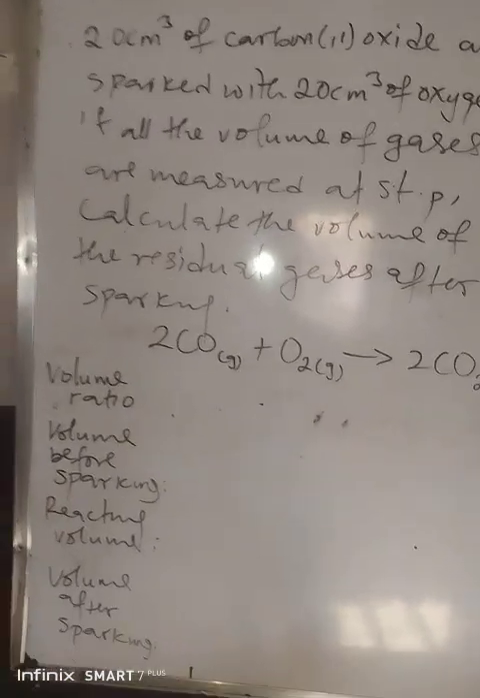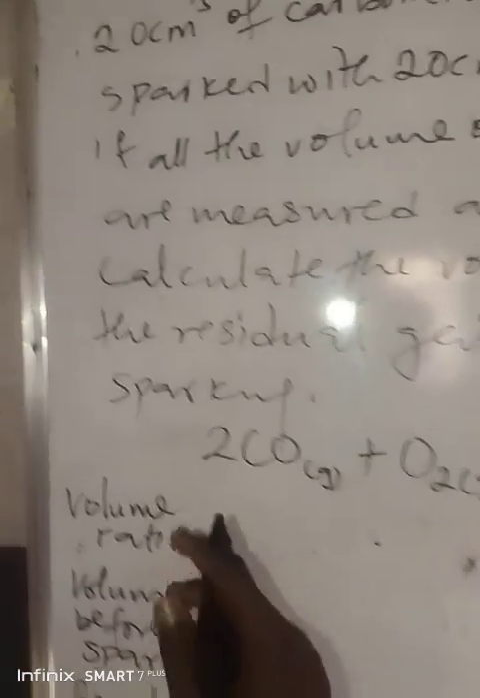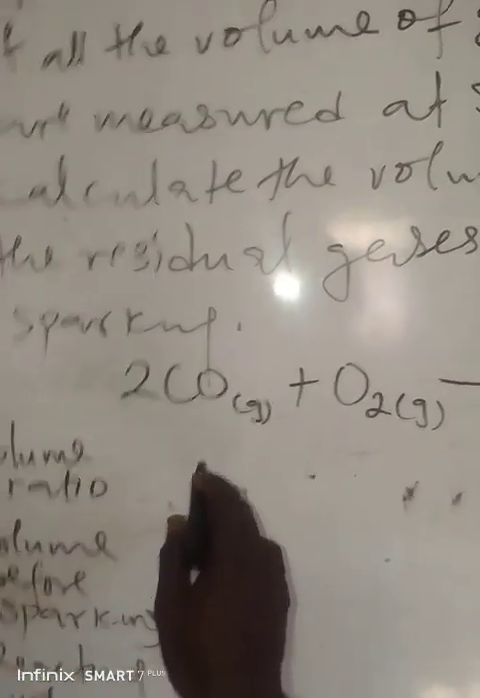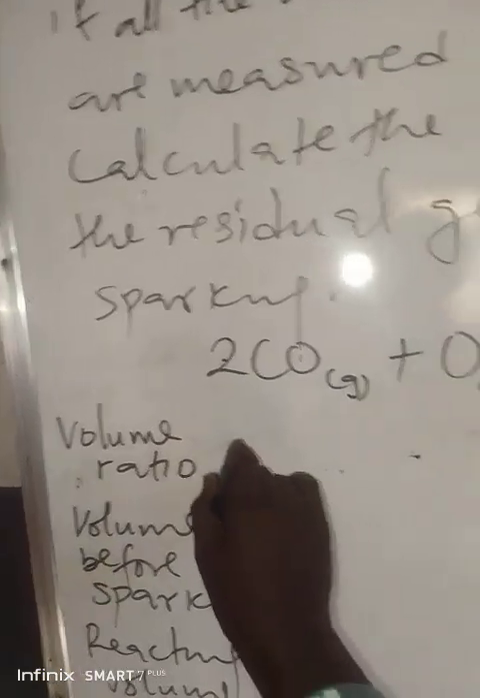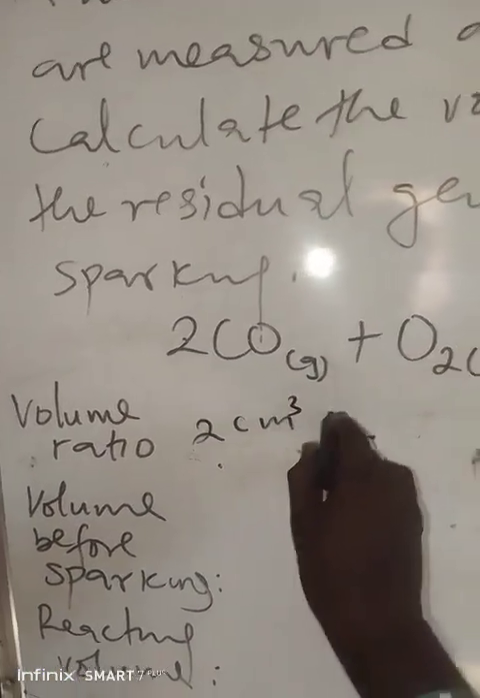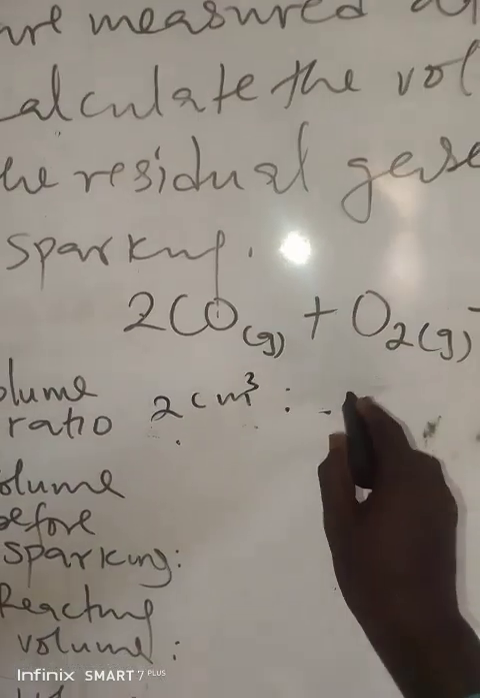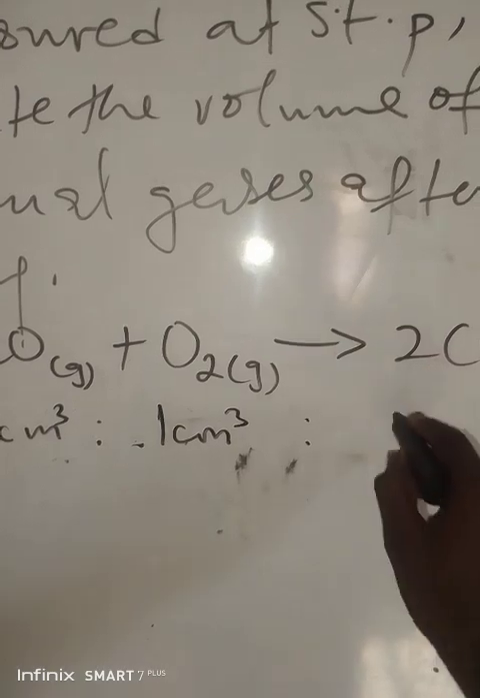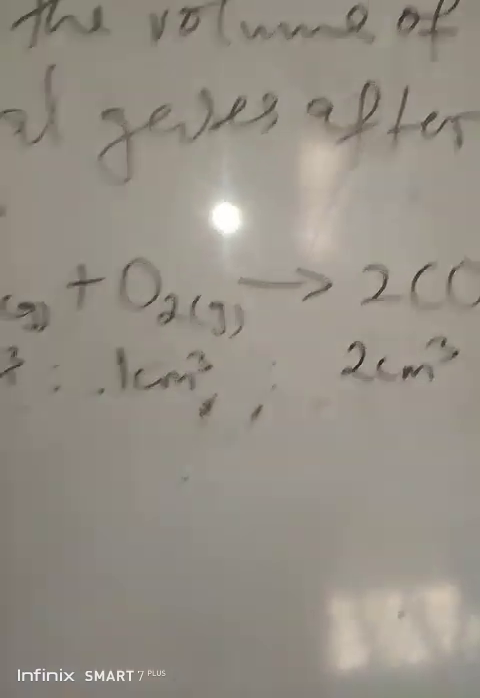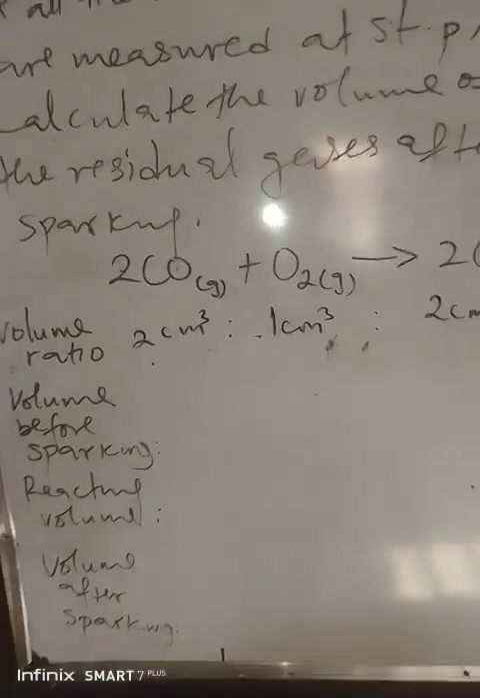So here you have a volume ratio. The volume ratio is what you have according to the equation. Here, this 2 we write down as 2 cm³ ratio. What is balancing here? Nothing. It means it is 1 cm³. Then the ratio here is 2 cm³.